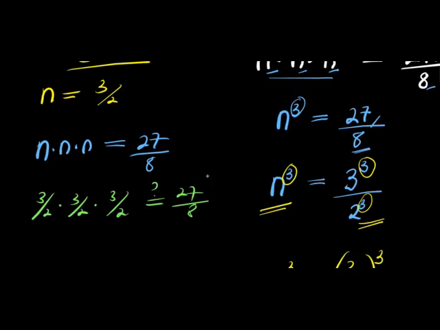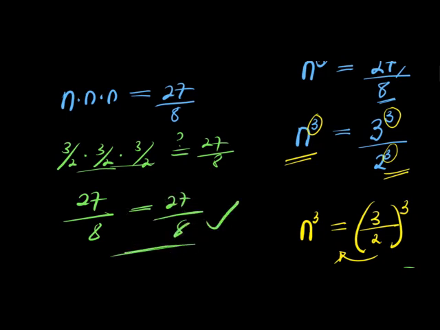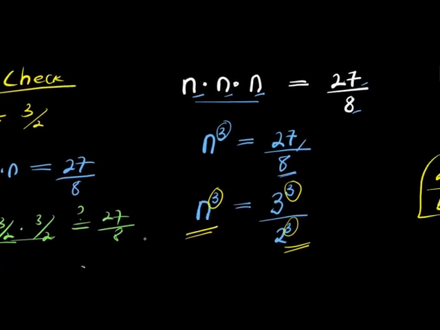So you multiply it out. 3 times 3 is 9, 9 times 3 is 27, divided by 2 times 2 is 4, 4 times 2 is 8. And this equals 27 divided by 8. So this shows that our answer is obviously very correct.